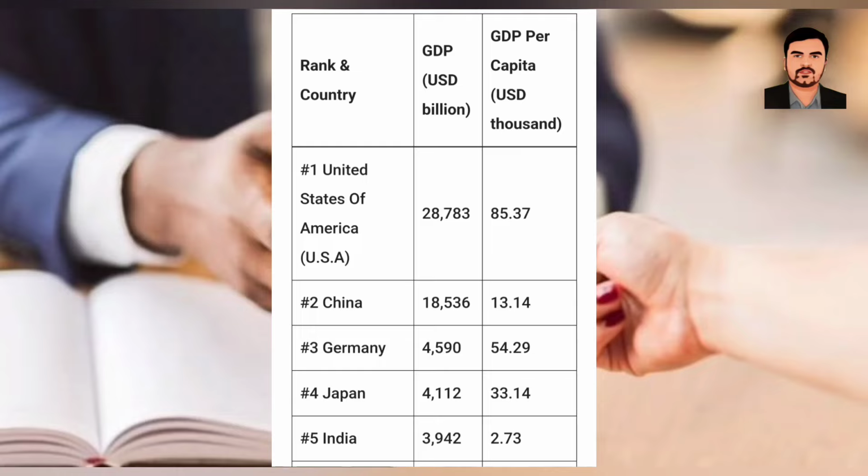But as I told, the per capita GDP of India is very low at 2.73. It is basically a measure of a country's economic output per person, by dividing the total GDP by its total population. So basically, it is utilized to measure a country's prosperity based on its economic growth.